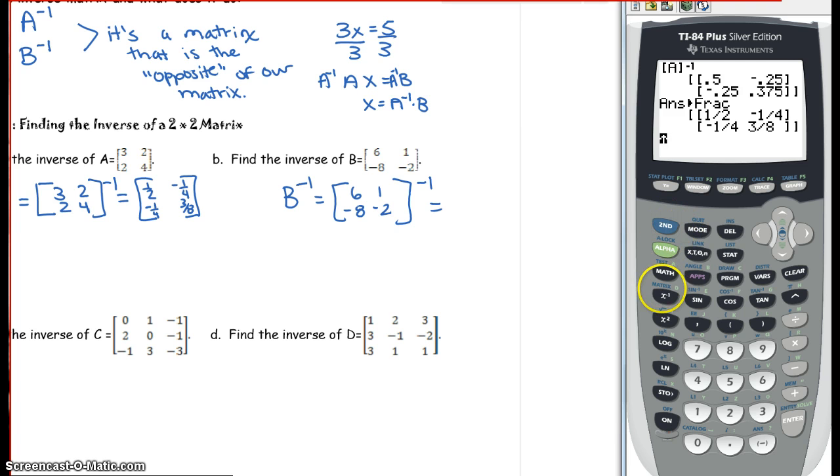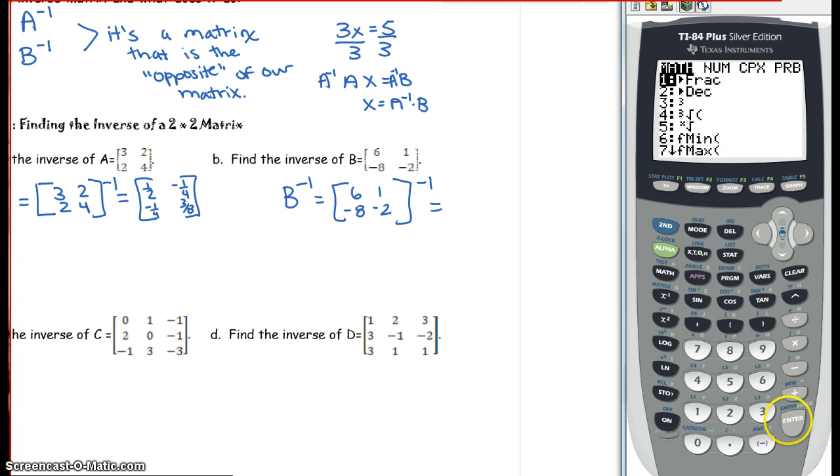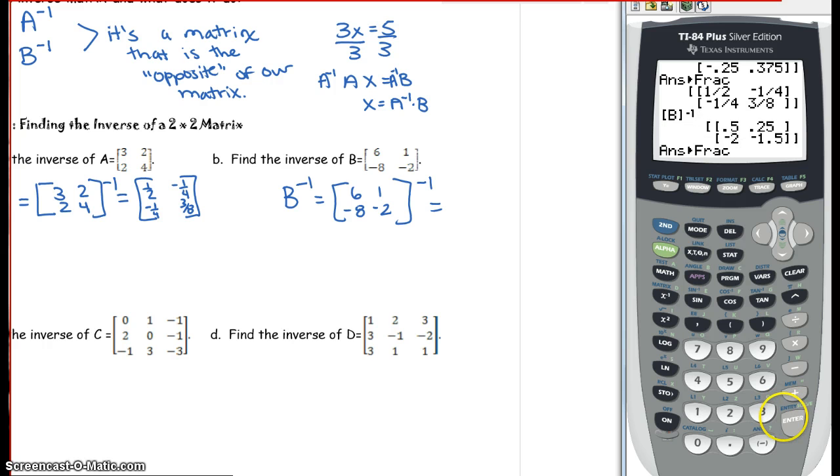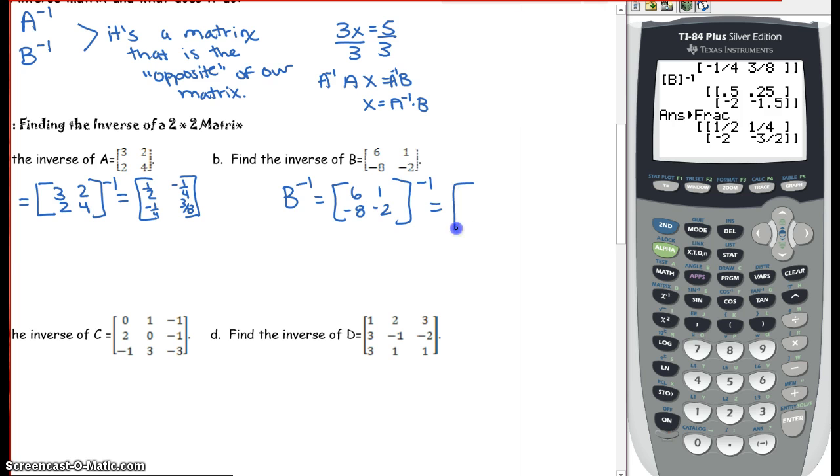So we're going to go to second matrices again, and we're going to grab matrix B. And we're going to find the inverse of that. It's right underneath the math button. And we're going to press enter. And I want those to be in fraction form as well. So I'm going to make sure, go to math, frac. And here's our final answer. We have 1/2, 1/4, -2, -3/2. And that is our inverse matrix.